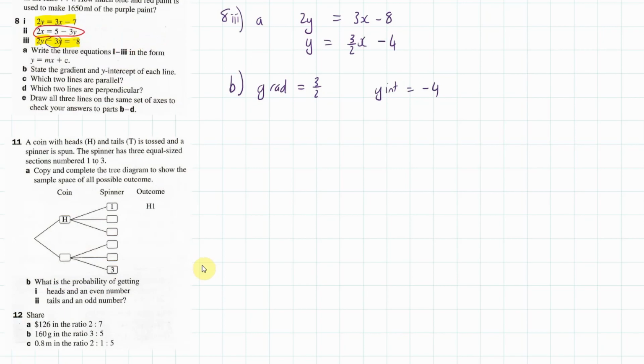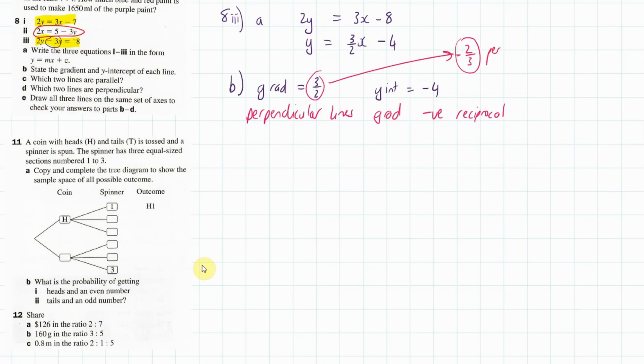Now, how do we tell if something's perpendicular? Perpendicular lines, the gradients are the negative reciprocal. So what that means is we take this 3 over 2, we switch the 2 and the 3 around, and then times it by negative 1. So that would be perpendicular gradient.